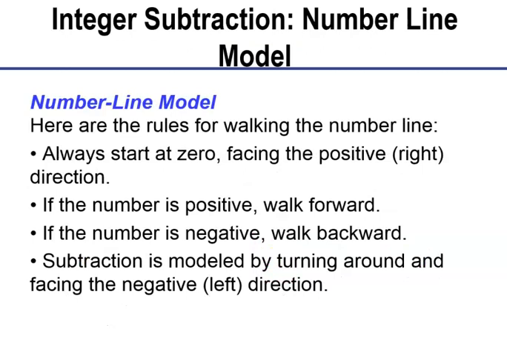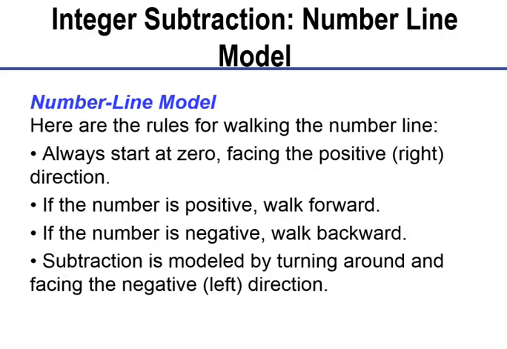All right, how about the number line model for subtraction? This is when it gets interesting. Again, picture the big number line that you might have on your classroom floor. Remember, for addition, we always faced the right. If you were adding a positive number, you would just walk forward to the right. If you were adding a negative number, you would walk backwards. You don't turn around, you just walk backwards.